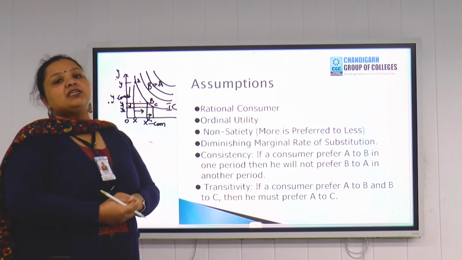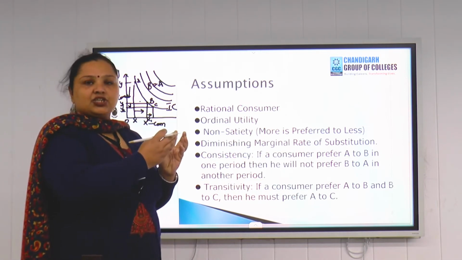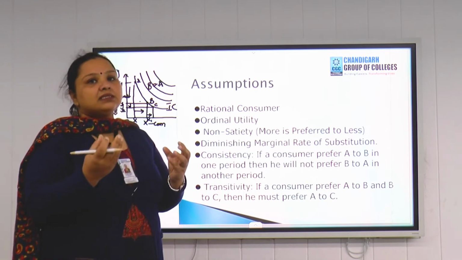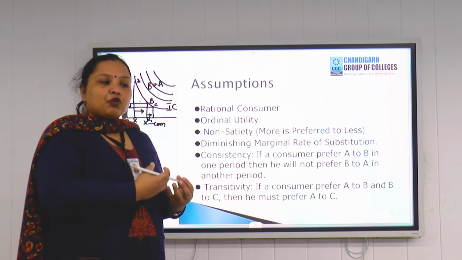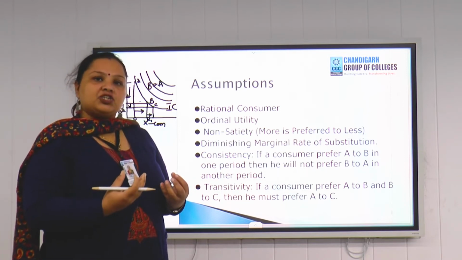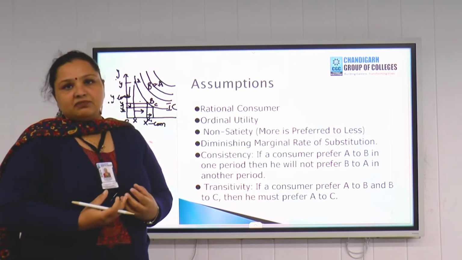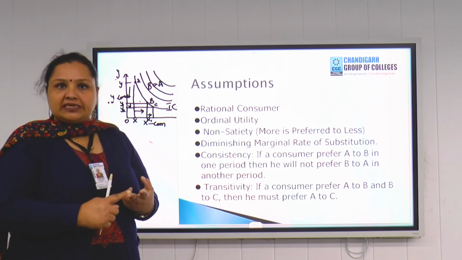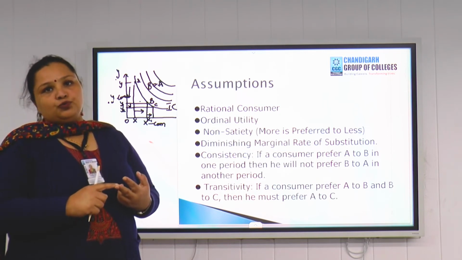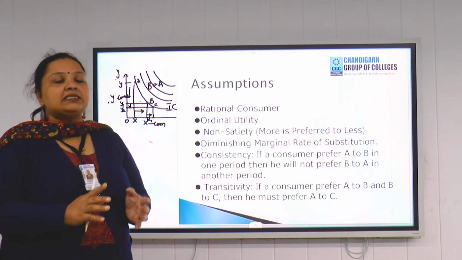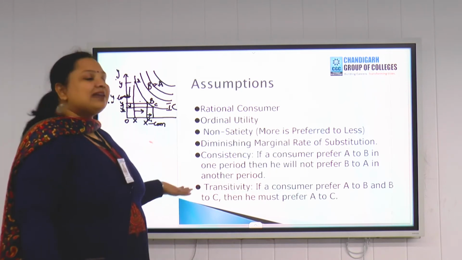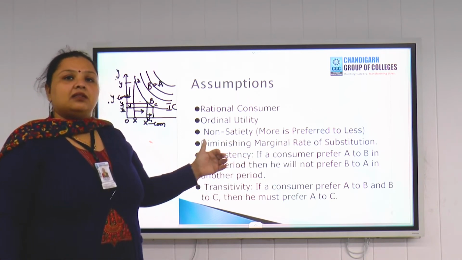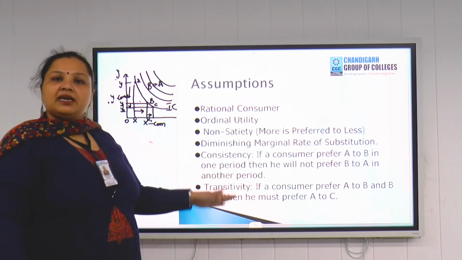Next is transitivity. Now, what is transitivity? From combination A and from combination B, I am getting the same satisfaction. And from combination B and from combination C, again I am getting the same satisfaction. So it means A is equal to B and B is equal to C, then A must be equal to C. That we have all learned in mathematics. Again I am repeating it in a different way: if A is greater than B and B is greater than C, then obviously A must be greater than C too.